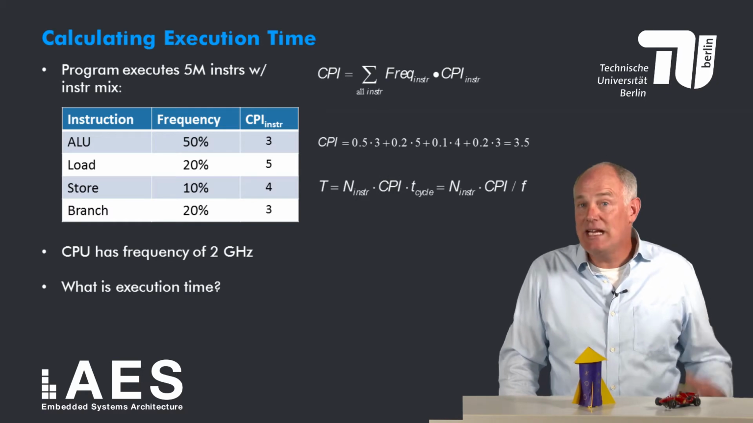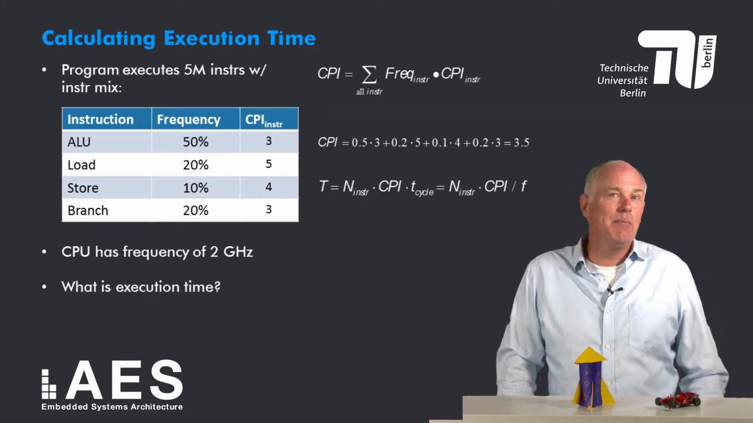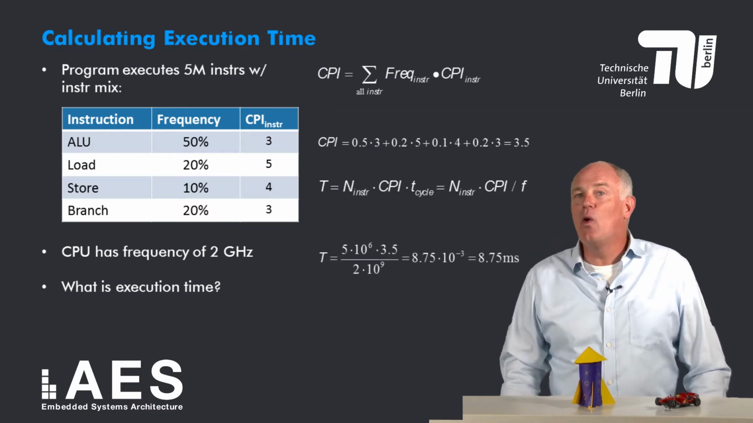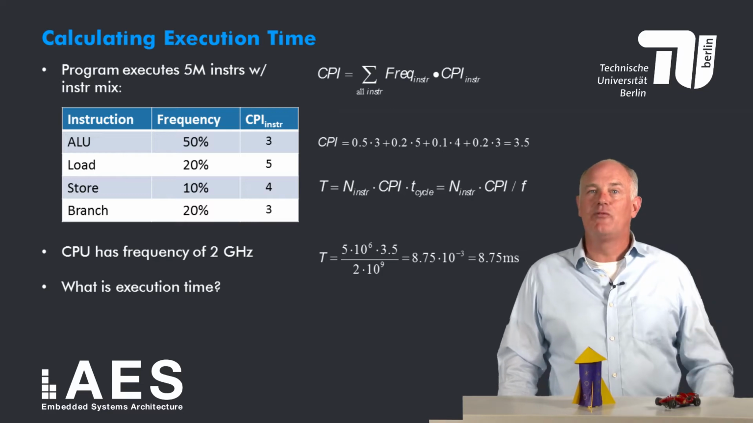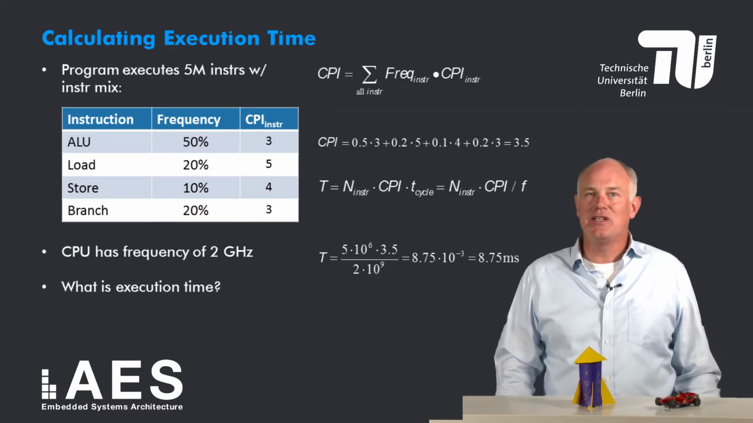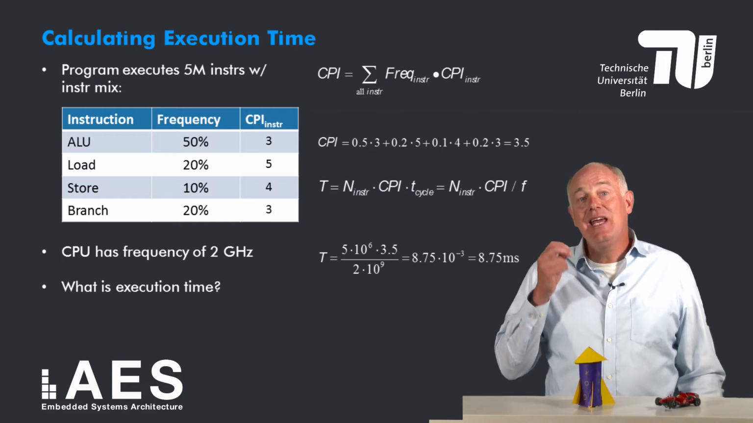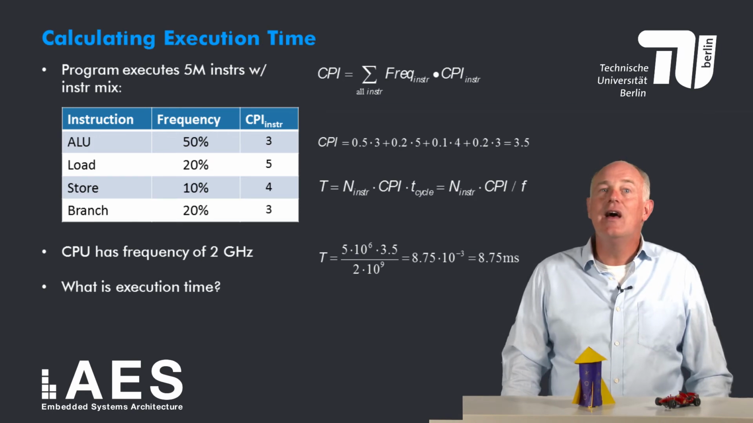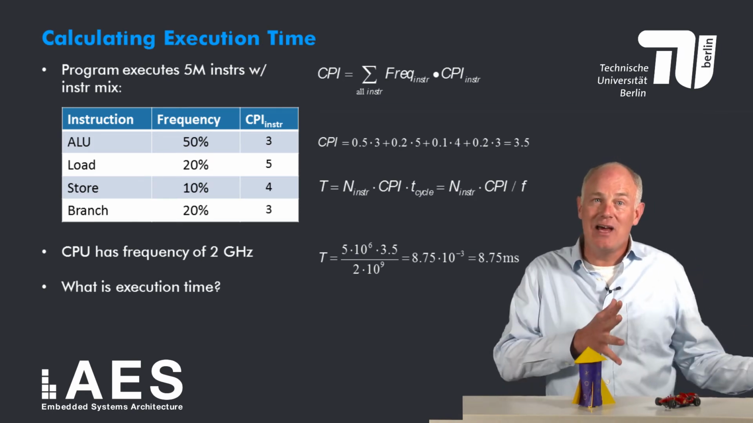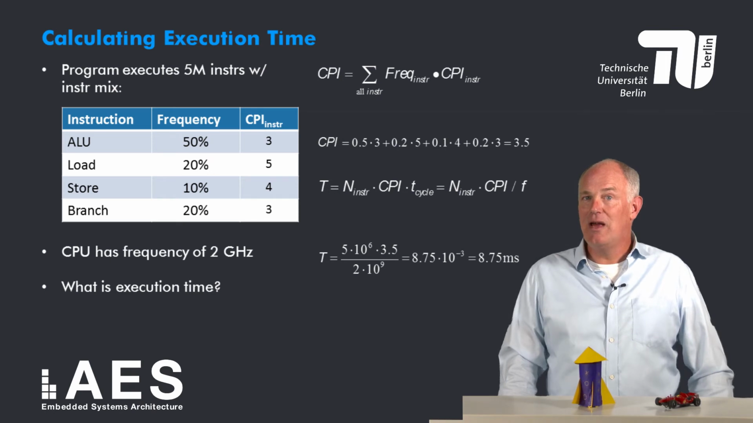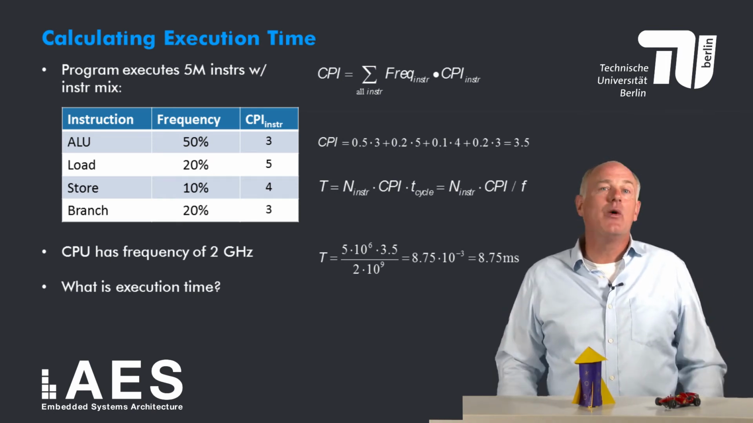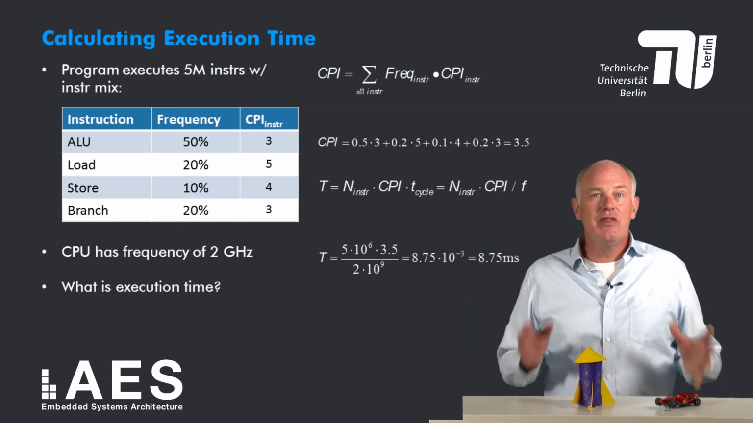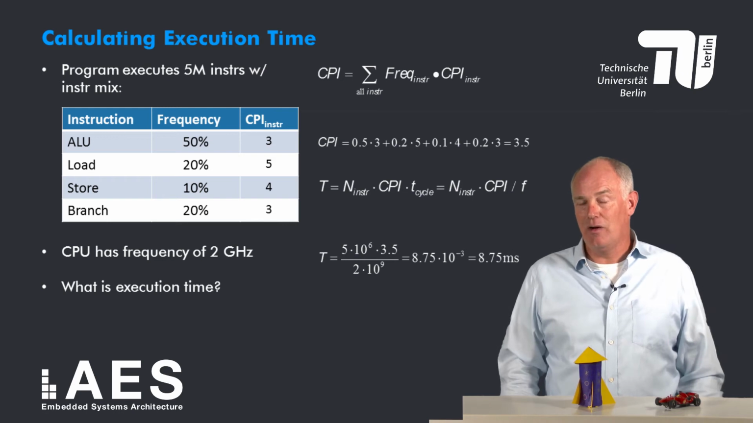For ease of reference, here is the CPU performance equation again. We can substitute all the information we have in the CPU performance equation to obtain the execution time. The execution time T equals the instruction count, 5 million or 5 times 10 to the power of 6, times the average CPI, which we just calculated and equals 3.5, divided by the clock frequency, which is given by 2 GHz or 2 times 10 to the power of 9. This equals 8 3/4 of a millisecond.